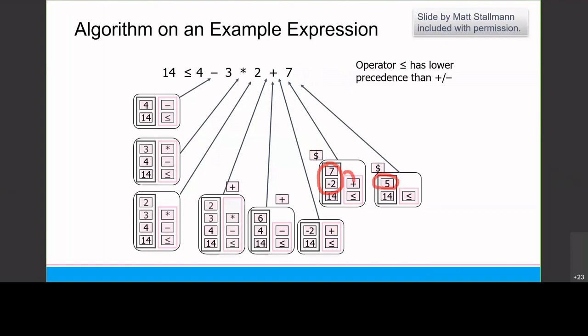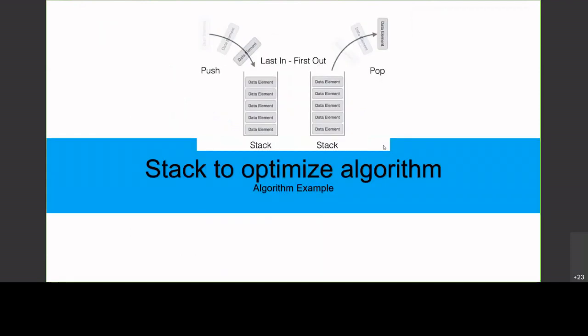And then we have this operator, which is less than or equal to, with 14. The final result will be false, because we want to check whether 14 is less than or equal to 5 or not, and the final result will be F. So that's the step by step to understand how to calculate this mathematical expression with the stack.